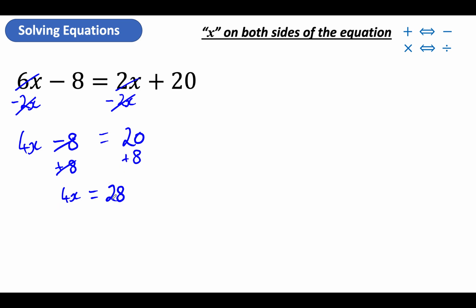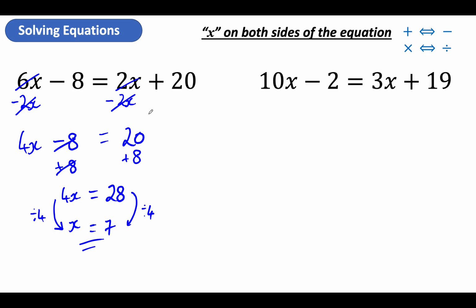Now 4x equals 28. I don't want 4 of them, I just want 1. And we know that if we've got a number touching the letter, we can get rid of it by dividing, because 4x means 4 times x. So we divide instead. 28 divided by 4 is 7. So x must have the value of 7. The main addition here to what we've done before is that we look for the side that's got fewer x. In this case, it was 2x. And we take that away from both sides of the equation.